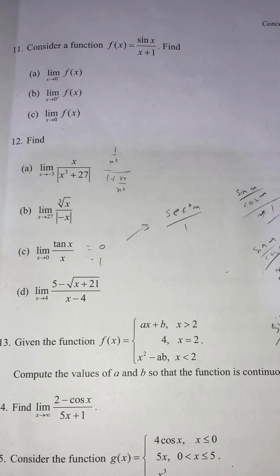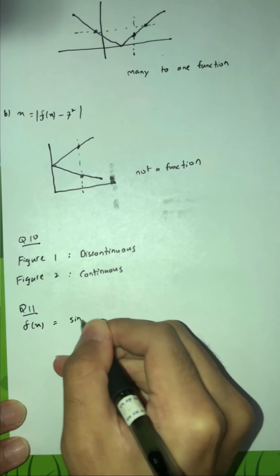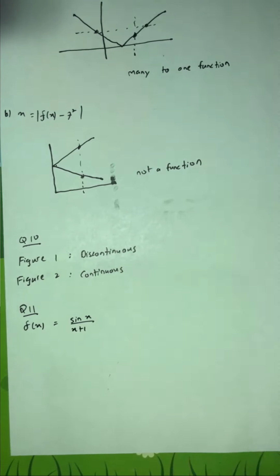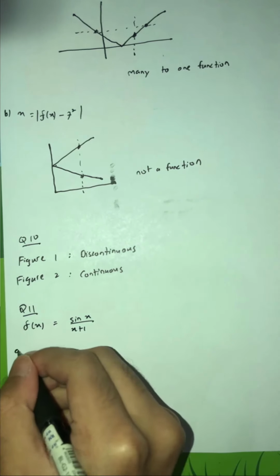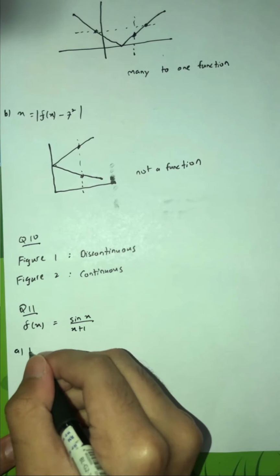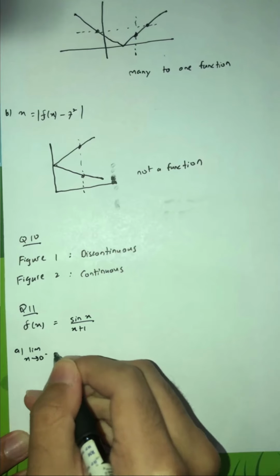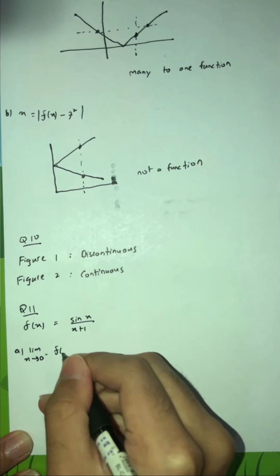Now let us move to question 11. We're given a function which is sin x over x plus 1, and we are asked to find the limit as x approaches 0 from the left of f(x).